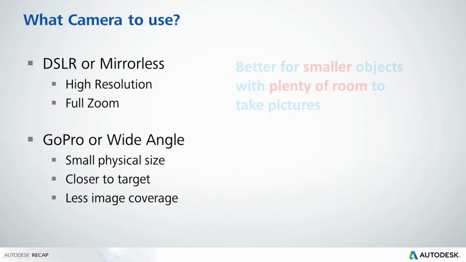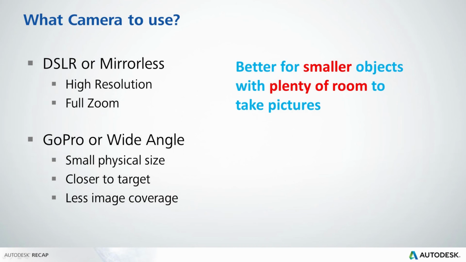I can also put it closer to my target. So if I'm dealing with a very confined space, then I can actually use that GoPro inside of a building, for instance, like those salt sheds. And then less image coverage. What I mean by that is that because I've got this fisheye, I found I can take about 3/4 of the photos than I would have had to with a DSLR or mirrorless, because I don't have the overlap that I need for my photos.